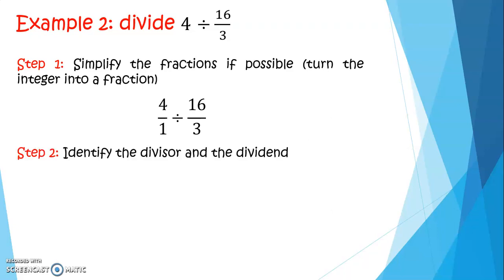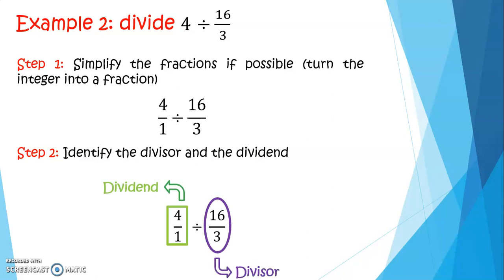Now we're going to identify the divisor and the dividend. We already know that the dividend is on the left of the division sign and the divisor is on the right. But anyway, I'm going to show you this again here. Once we have found the dividend and the divisor, which is really important, we have to keep in mind that the divisor is the one that is going to change, and the dividend remains the same.